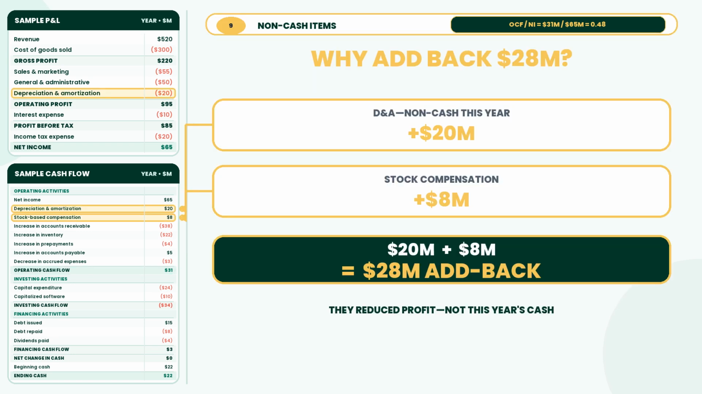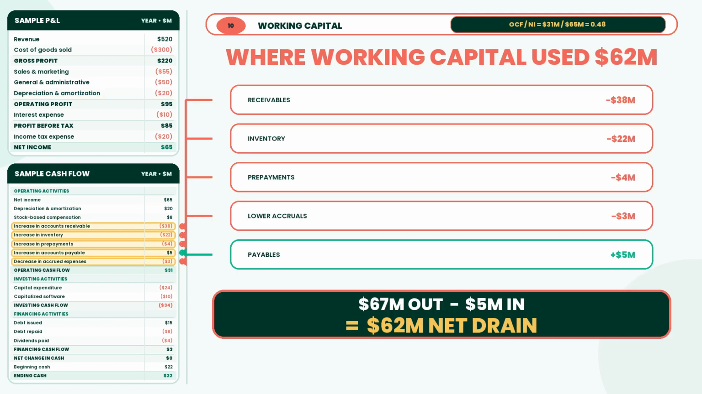The 28 million non-cash add-back comes from 2 lines in the cash flow statement. 20 million of depreciation and amortization plus 8 million of stock compensation. These reduce accounting profit, but they did not consume cash this year. Now follow the working capital lines. Receivables absorb 38. Inventory absorbs 22. Prepayments absorb 4. Lower accrued expenses absorb 3. Payables release 5.